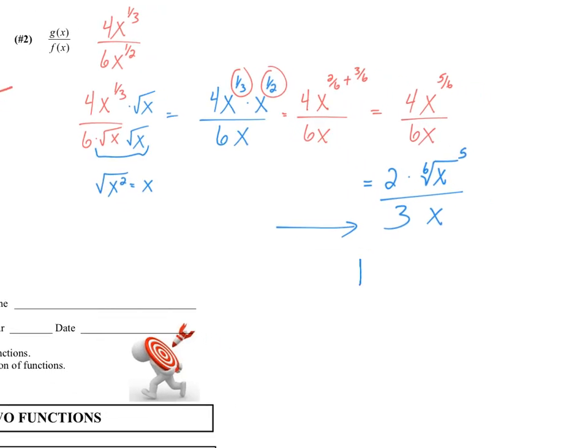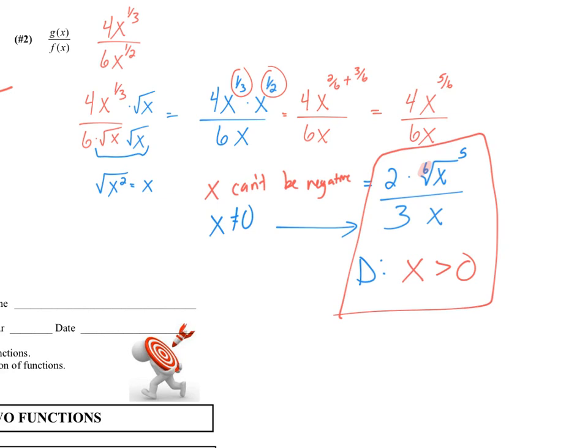So for the domain, we know that x cannot equal 0 because 0 would make the bottom equal 0. We also have an even radical, so x also can't be negative. If x can't be negative and x can't equal 0, what can it be? x has to be greater than 0. That one was tricky because there's a fraction and there's an even radical. x cannot equal 0.